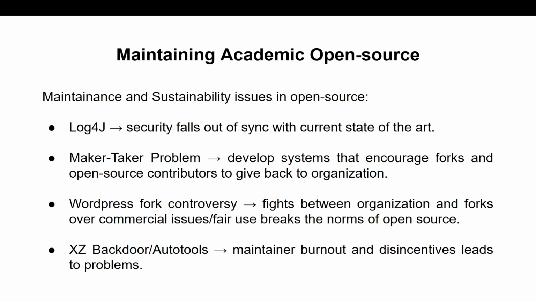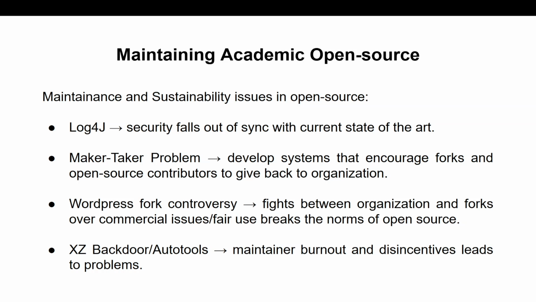The second is called the maker-taker problem, which is where some organizations make open source software and other organizations fork or copy the software for their own purposes, thus being a taker. The problem is where that relationship is not reciprocal. The makers develop systems that encourage forks, and then the takers are expected to contribute back to the makers some sort of maintenance or something like that, but they fail to do so. So you need to coordinate this reciprocal relationship.